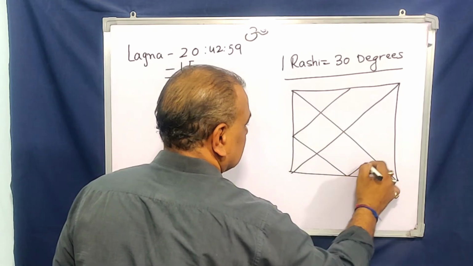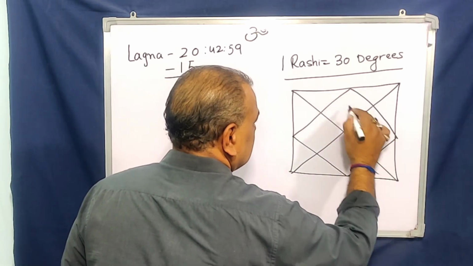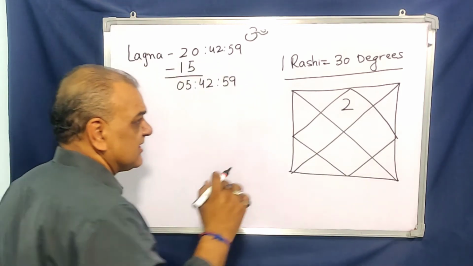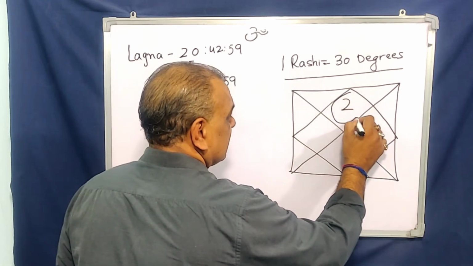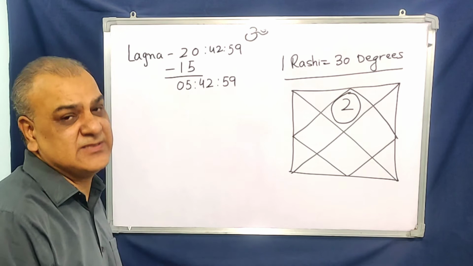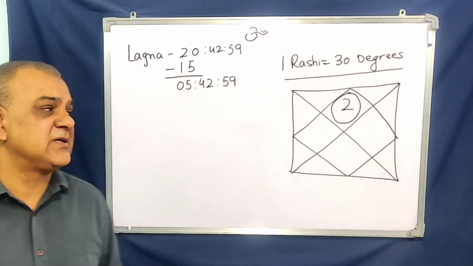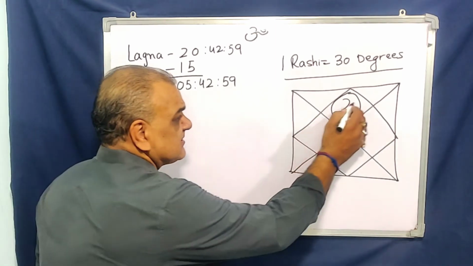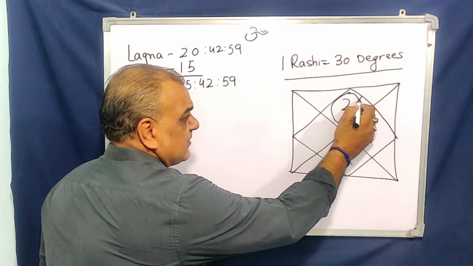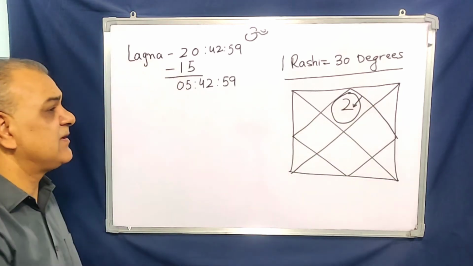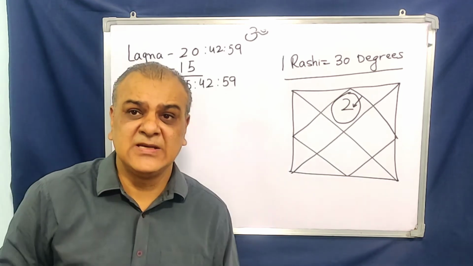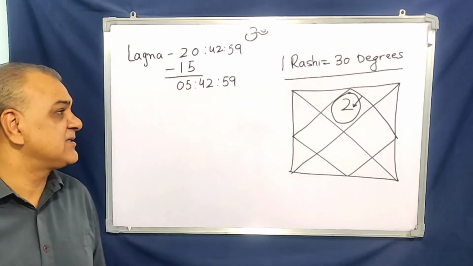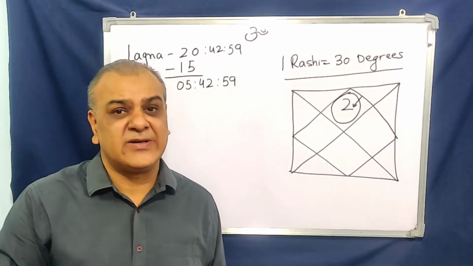I can explain with an example. This is the number 2 sign, where you can see on your screen as well. This particular area is of 30 degrees. You have to remember this always in your mind. So the first house begins from 5 degrees approximately. You can say it will start from this place, meaning the first house starts from 5 degrees 42 minutes and 59 seconds from Taurus sign.